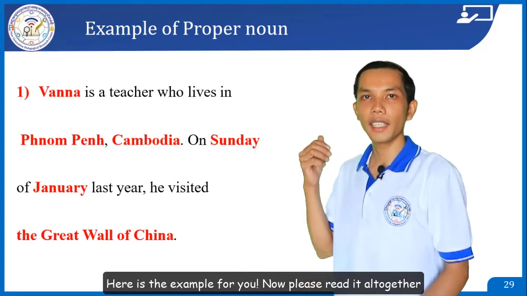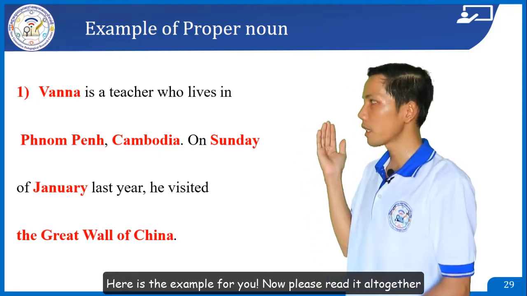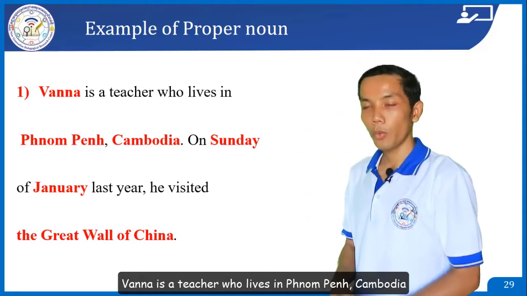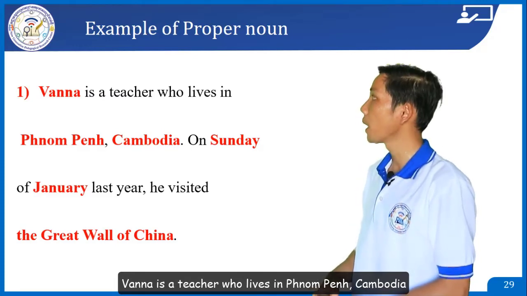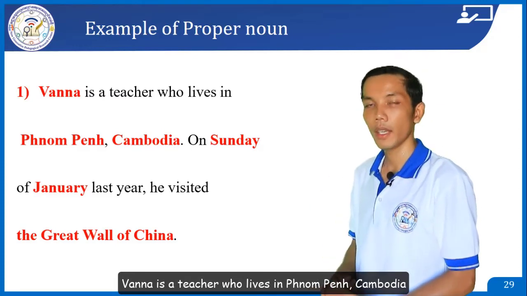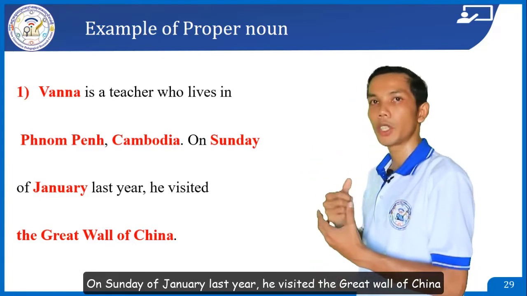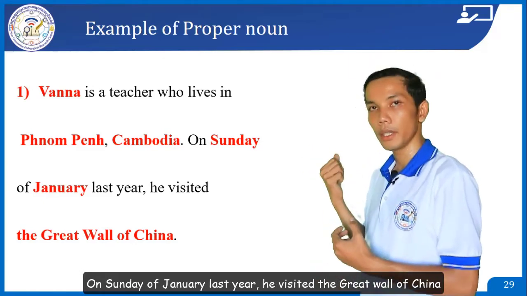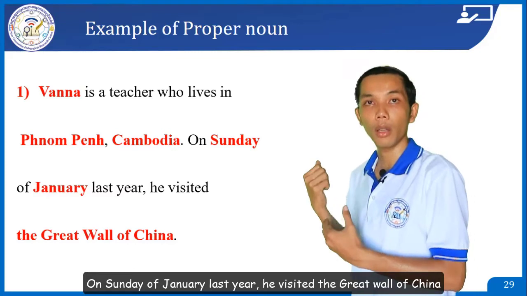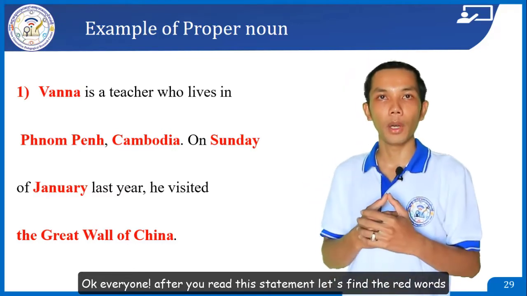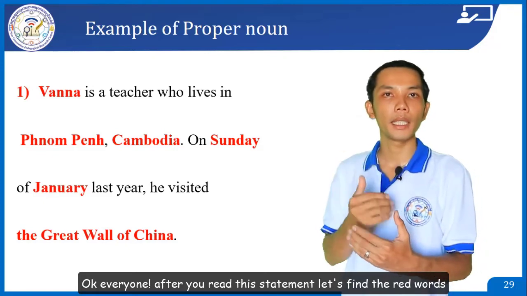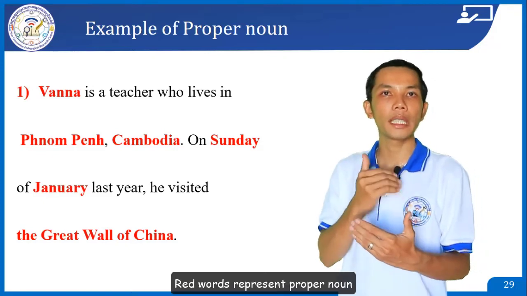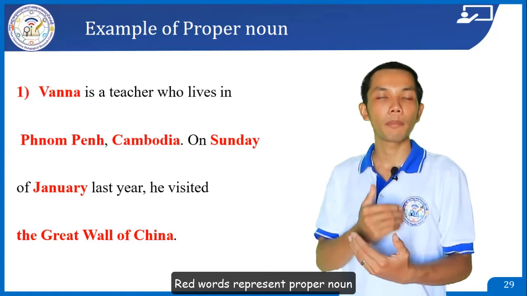Okay, everyone, here is the example for you. Now please read it all together. Wanna is a teacher who lives in Phnom Penh, Cambodia. On Sunday of January last year, he visited the Great Wall of China. Okay, everyone, now after you read this statement, let's find the red words, which represent proper nouns.